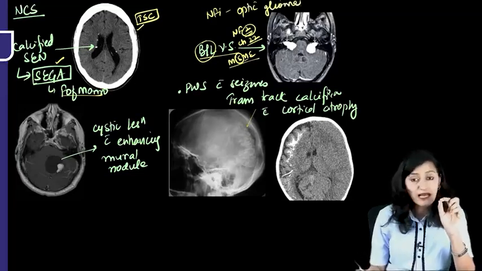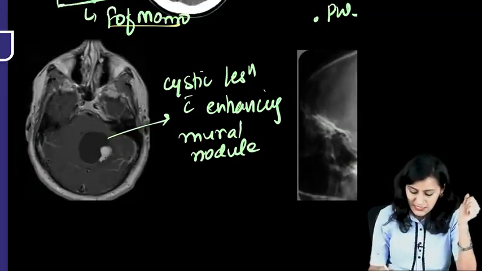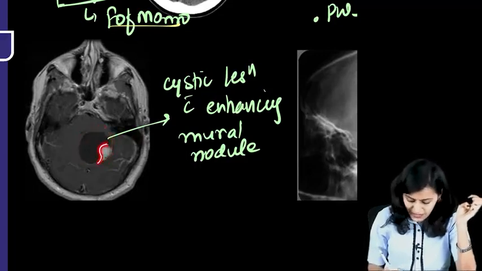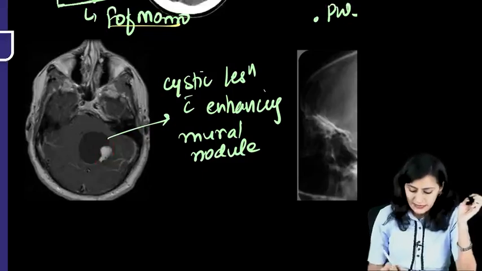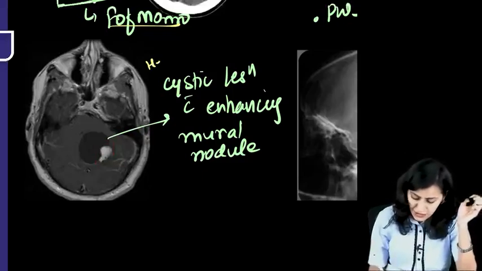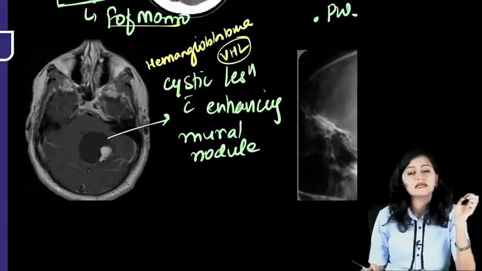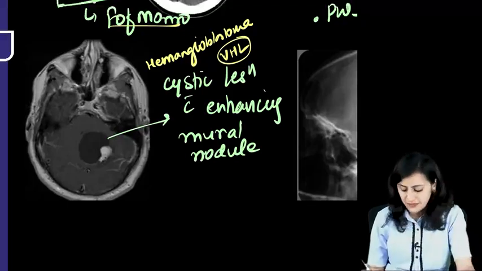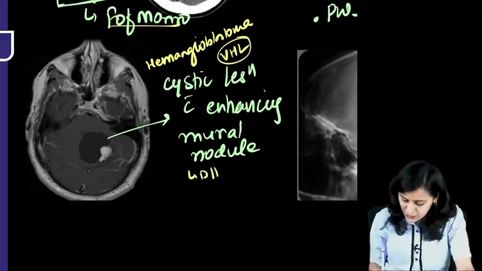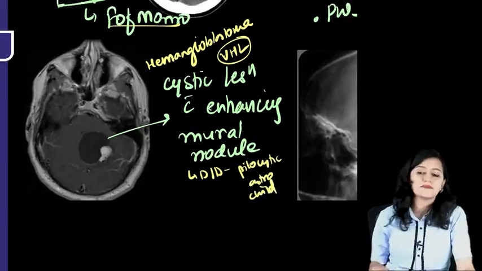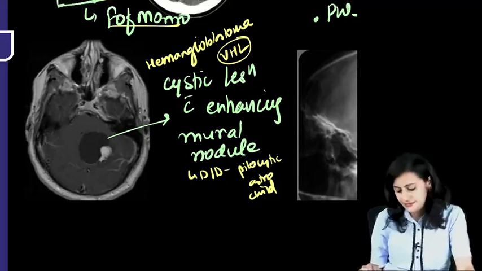Okay, optic nerve glioma. Another one where you see the cerebellar lesion, which is a cystic lesion with an enhancing mural nodule. This is suggestive of hemangioblastoma, and hemangioblastoma is associated with VHL, right? Von Hippel-Lindau syndrome. Cystic lesion with enhancing mural nodule, the DD is also pilocytic astrocytoma, but in that case, it would be a child. Here in hemangioblastoma, generally it's an adult.